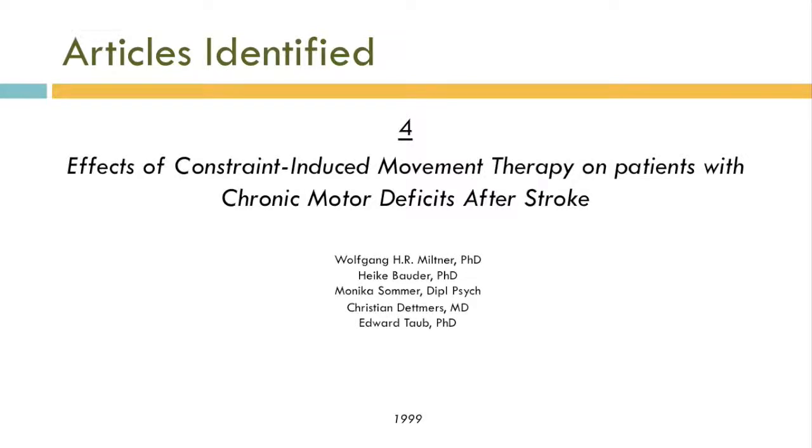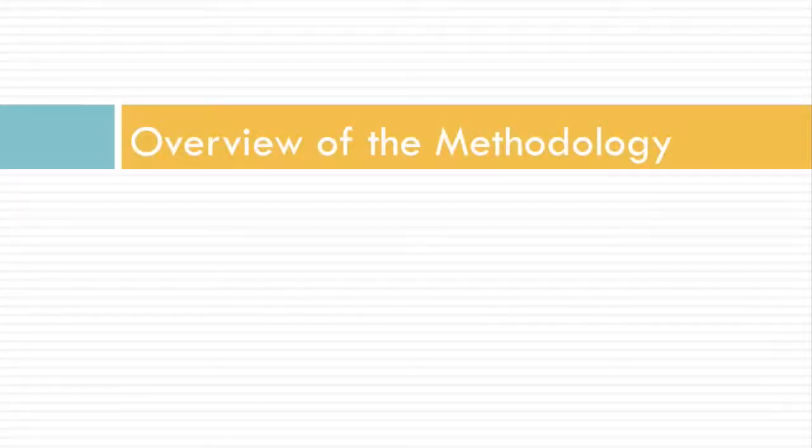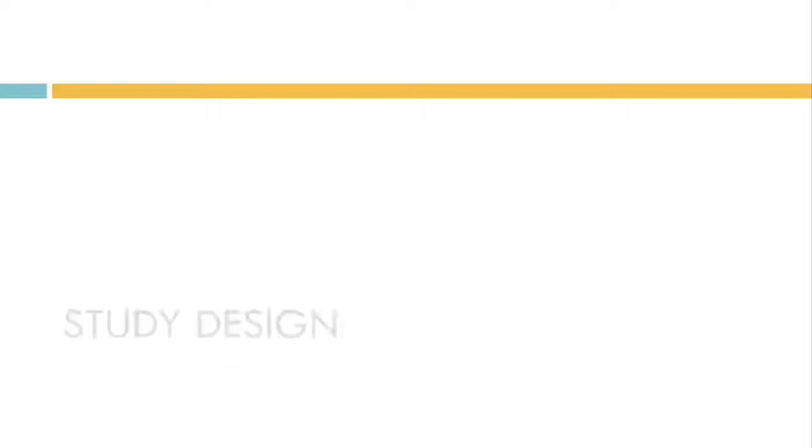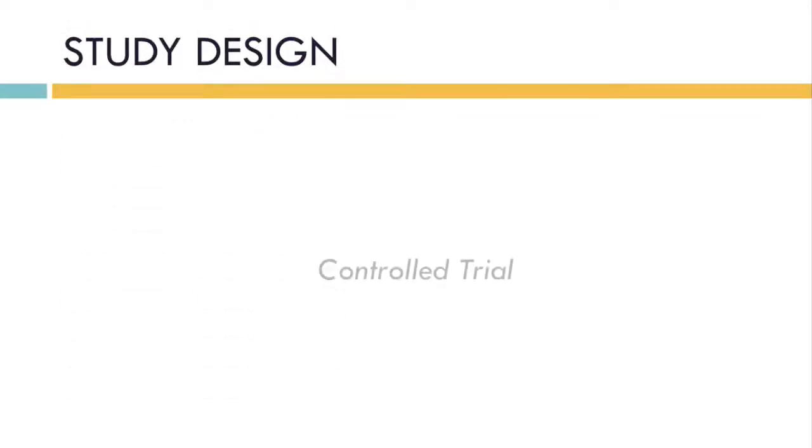Lastly, the effects of constraint-induced movement therapy on patients with chronic motor deficits after stroke was used. This was a study done in the year 1999 by Miltner et al. Overview of the methodology. The study design that was used was a controlled trial, which is composed of a control group and an experimental group. The experimental group was given CIMT as an intervention.